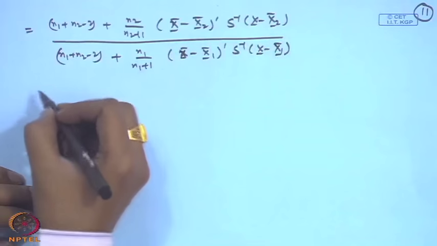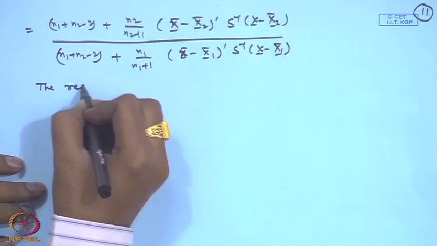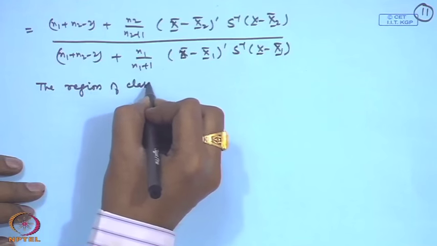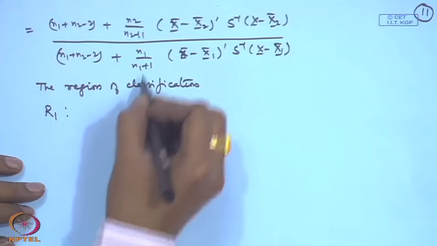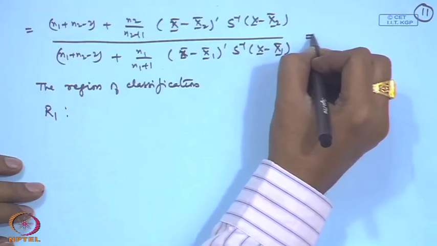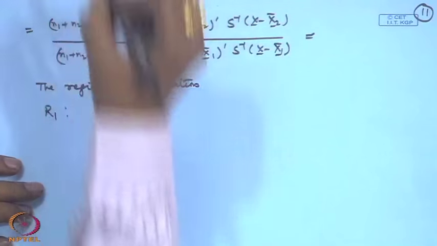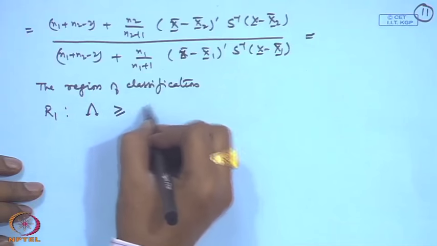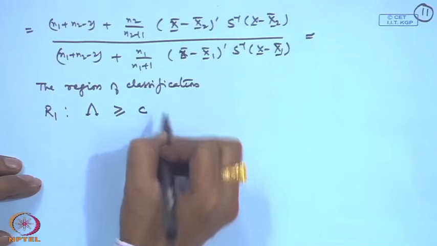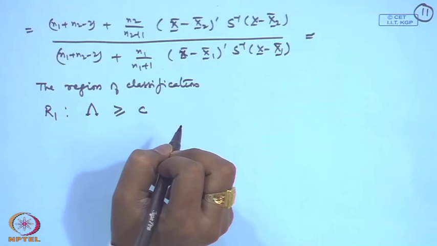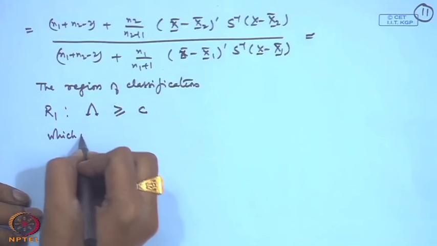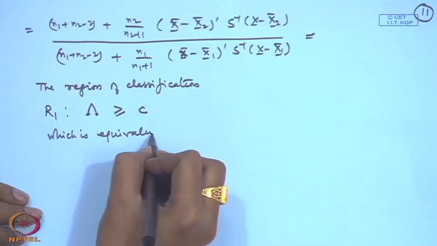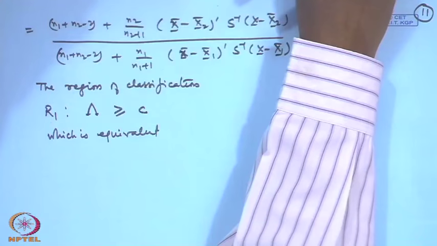So, you can consider the classification region. Suppose we consider R1, then it is this ratio, which we can call lambda, that is, lambda is greater than or equal to some value k or c. And this can also be shown to be, if you remember your earlier criteria that was in terms of W, you can see that they are equivalent.